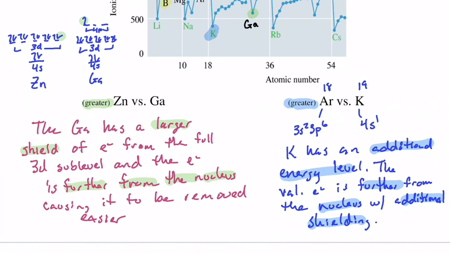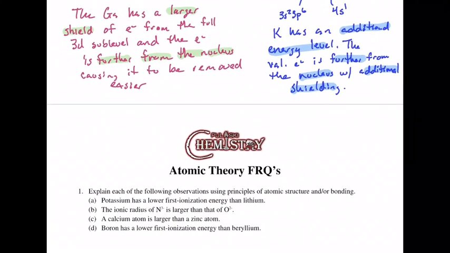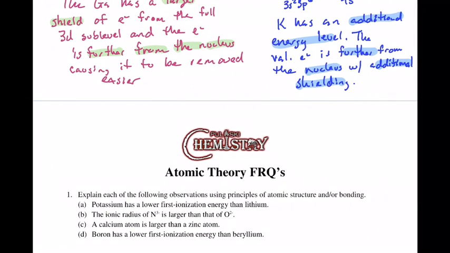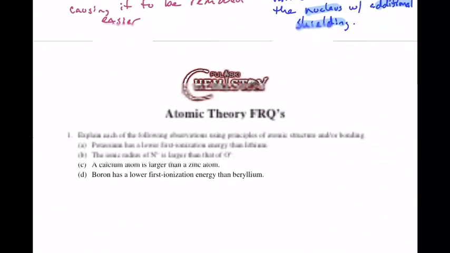So, that being said, every year there are questions about what I just showed you, and I have them right here. I'm going to read them out loud once, and I'm going to try to show both things in case you're still writing. It says, explain the following observations using principles of atomic structure and/or bonding. So that's what we're doing right now. A, potassium has a lower first ionization energy than lithium. B, the atomic radius of N3- is larger than that of O2-. C, a calcium atom is larger than a zinc atom. Or D, boron has a lower first ionization energy than beryllium, which I just did. So we're going to do the first 3.